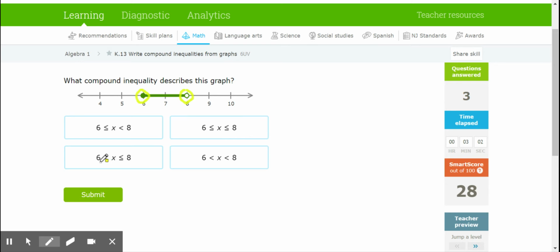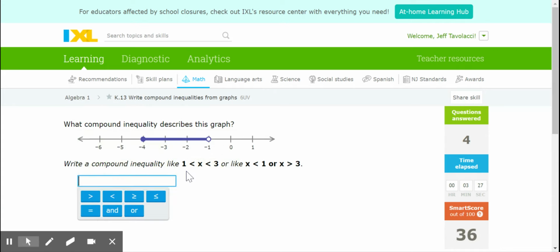So here we're looking for anything that is equal to, so that looks good. This is not, so we can get rid of that. This is equal to, so that's looking good. That is not, so we can get rid of that. Now, of the two that are remaining, the 8 needs to be open. And this is equal to, which is not what we want. Okay, so we can confidently select that.